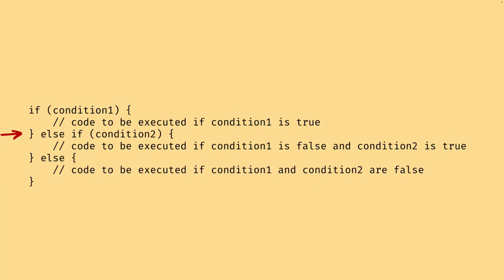If, in this example, the else if is false, it's going to skip the else if block and execute the code associated with the else block. The else block is only going to be executed when all conditions are false.